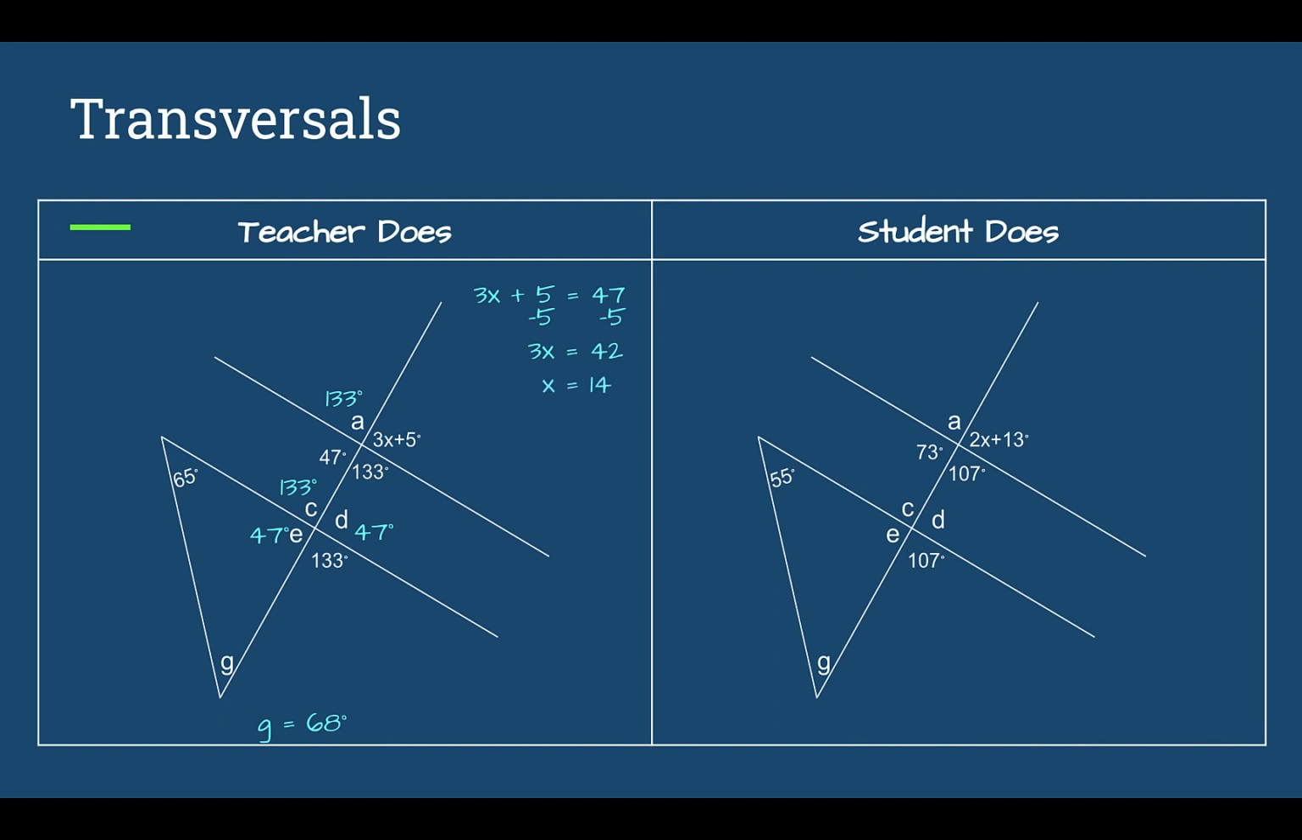So for that one, I just used the fact that they were vertical angles. Vertical angles I know are equal, so I set them equal to each other so I could solve. Now it's your turn. Pause the video again and solve for A, C, D, E, G, and X.